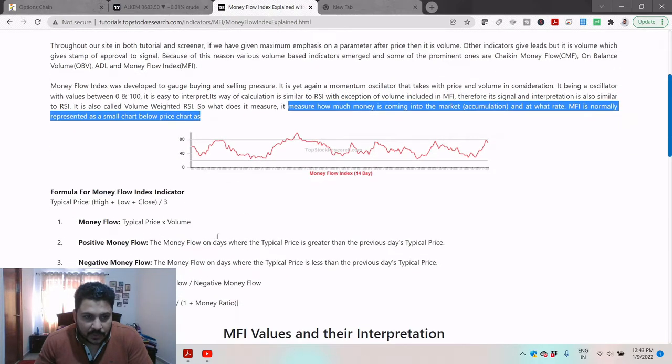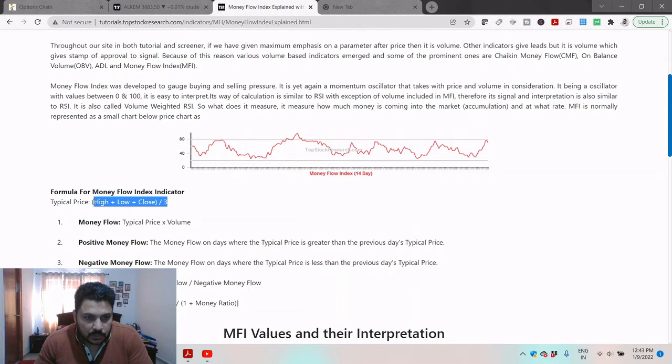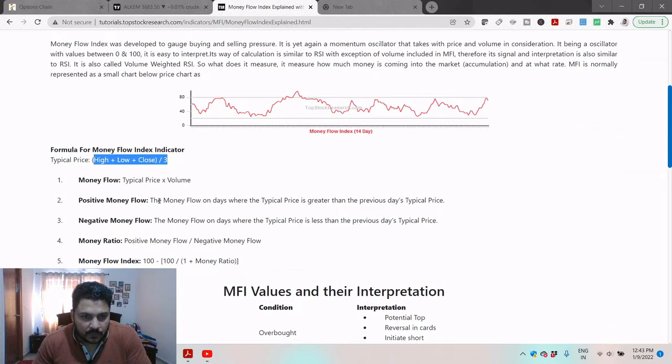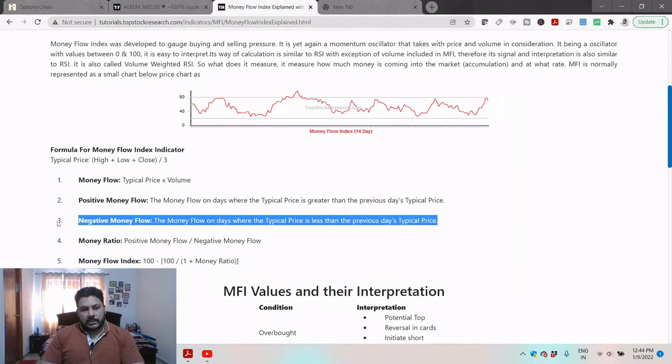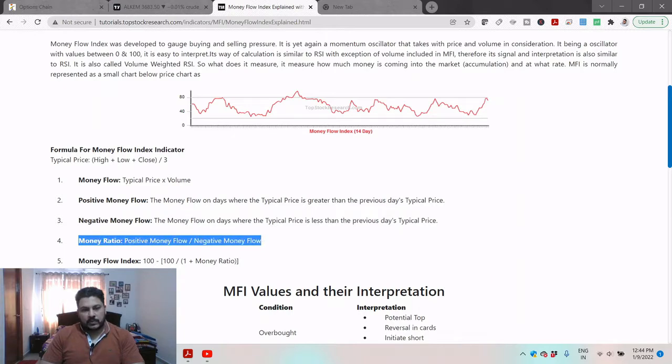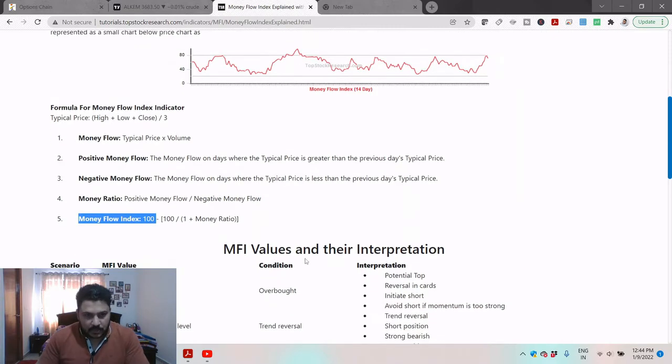So what is the formula here? Typical price is high plus low plus close divided by 3, whatever price period you choose, whether it's 3 minutes, 5 minutes, 15 minutes, 1 hour, or a daily chart. Now, how do you read the money flow? Positive money flow is the money flowing on days where the typical price is greater than the previous day's typical price. Negative money flow is the money flow on days where the typical price is less than the previous day's typical price. Money ratio is positive money flow divided by negative money flow. Money flow index is 100 minus 100 divided by 1 plus the money ratio.